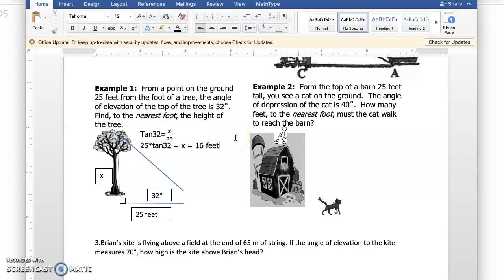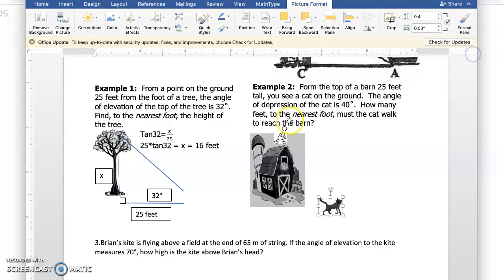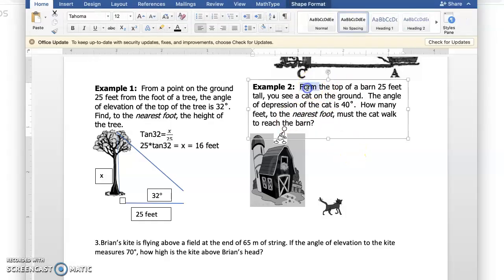Now to go to the next example, once again, read through it, and then we're going to use this silly little picture to help us draw it out. So it says, from the top of a barn, 25 feet tall, you see a cat on the ground. The angle of depression of the cat is 40 degrees. How many feet, to the nearest foot, must the cat walk to reach the barn?